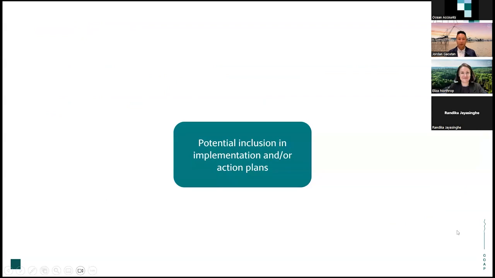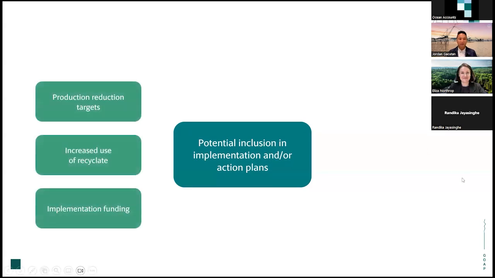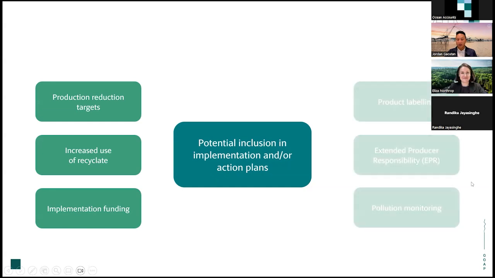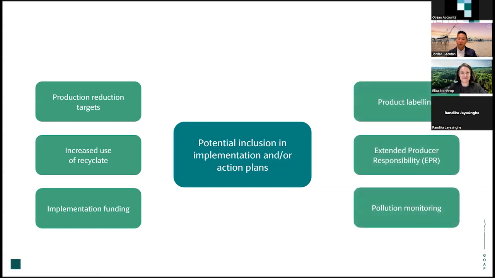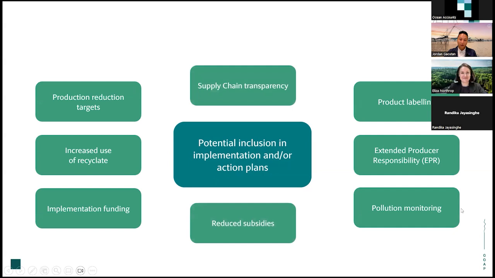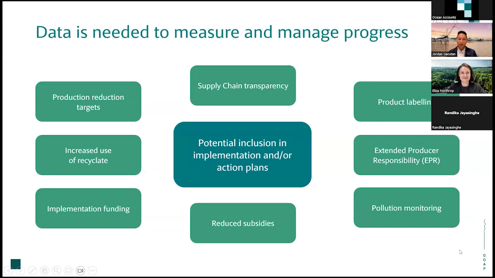And so for this treaty, there's a potential inclusion, implementation, or action plans of many different measures. We may have seen talk about production reduction targets and the increased use of recyclates or recycled materials. How do we implement these measures through funding? There's talk about product labeling, EPR, extended producer responsibility, all the way downstream as well. How do we monitor the pollution of plastic and better understand where it comes from and where it goes? And also supply chain transparency and reducing subsidies for plastics as well. So a lot of different things are being discussed, but hopefully you can agree with me that data is really needed to measure and manage progress on anything that we agree upon.